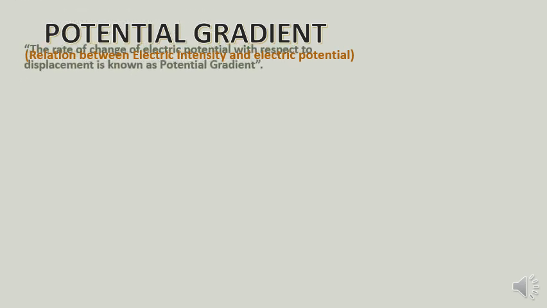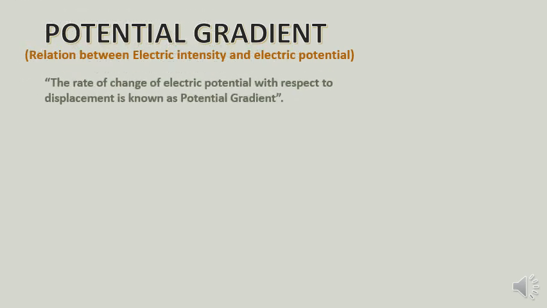Now moving towards another topic, which is potential gradient. Potential, we know about the concept of potential, and what is gradient? Gradient means change. Potential का change किस हिसाब से चेंज आ रहा है उस चीज को हम देखेंगे इस टॉपिक के अंदर, और वो आपके पास है relation between electric intensity and electric potential. The rate of change of electric potential with respect to displacement is known as potential gradient. Here we can say that the change in electric potential due to the change in displacement is known as potential gradient.